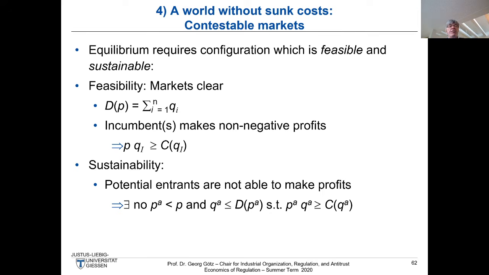Now, once you have fixed cost. And how does such an equilibrium look like, or what are the equilibrium requirements or conditions? An equilibrium requires a configuration which is both feasible and sustainable. What does feasibility mean? It means that the market clears and the incumbent makes non-negative profits. So at the price the firm sets, which is the price in the market, you get a certain demand, okay?